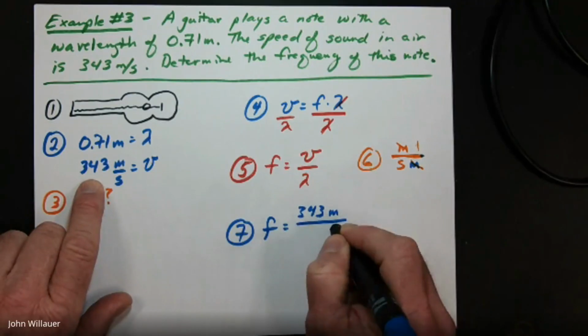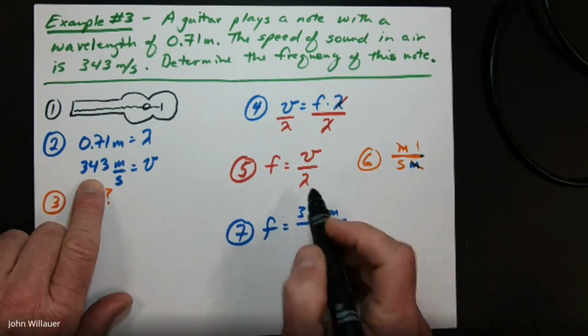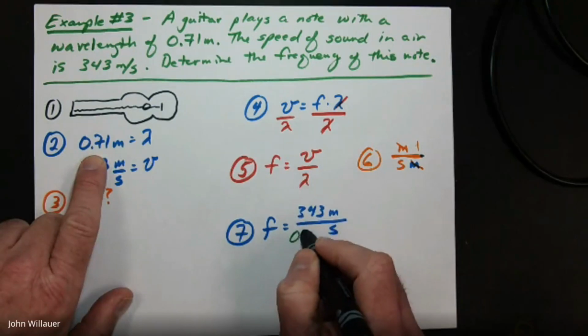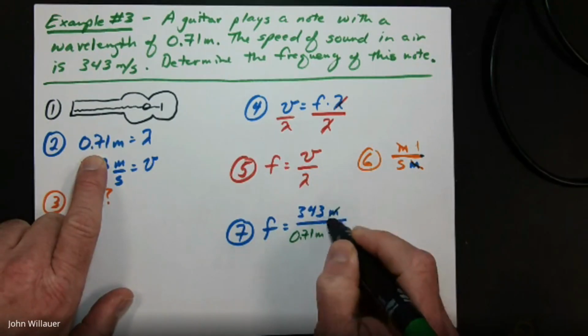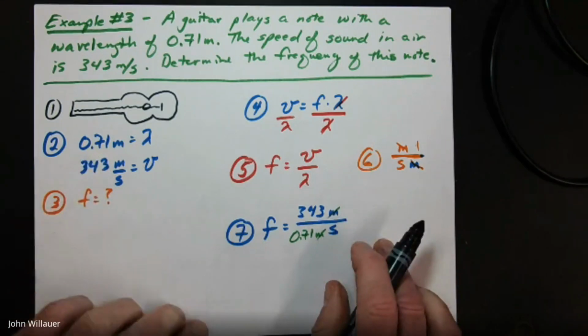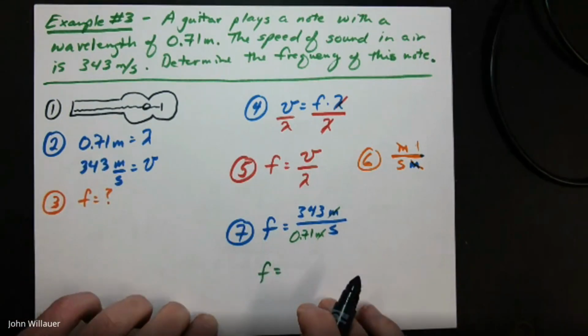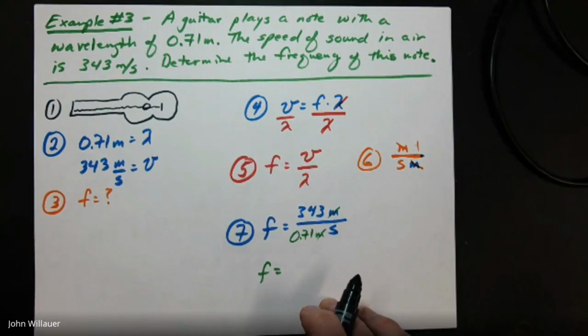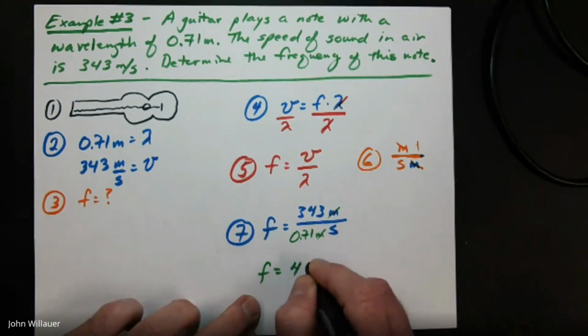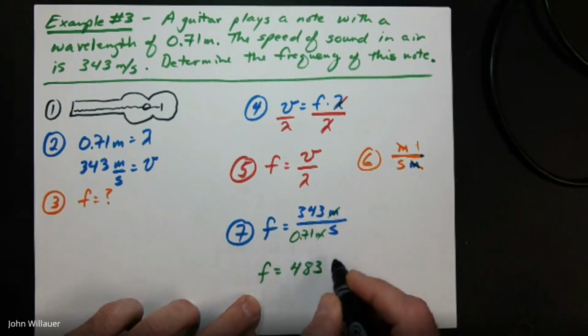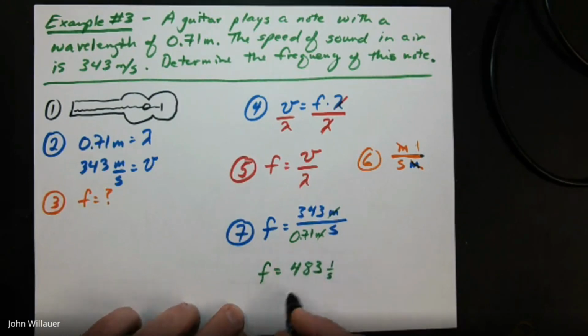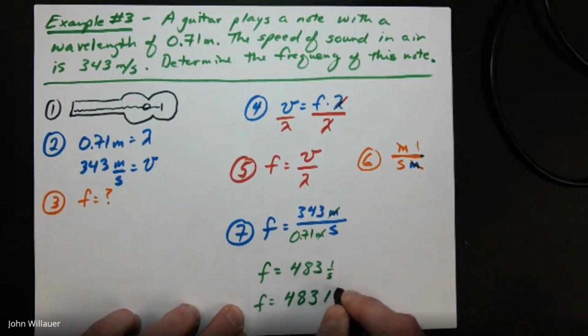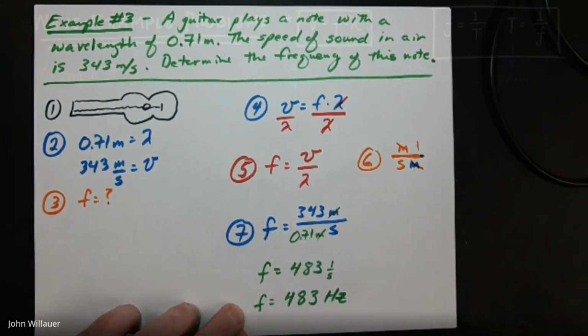Now I can put in the numbers: 343 meters over seconds, and I'm going to divide that by the wavelength, 0.71 meters. Again, meters cancel. I'm left with something over seconds. Grab my calculator, and when I calculate this out, I think it's around 483, and the units I have left are 1 over seconds. Or we could say, since 1 over seconds we know is hertz, 483 hertz.